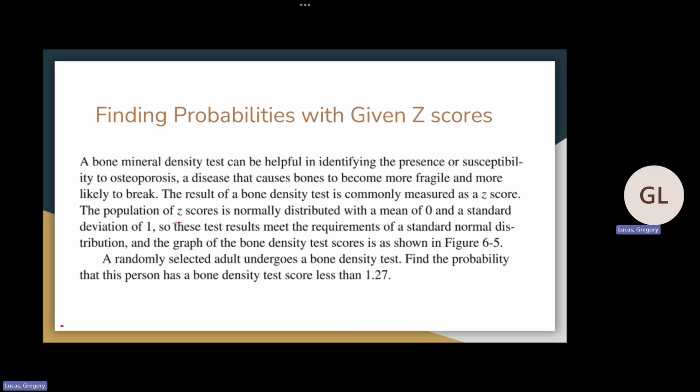We have this key piece here with a mean of 0, standard deviation of 1, which, since it's normally distributed, we can imply that. So these test results meet the requirements of a standard normal distribution, and the graph of the bone density test scores is shown next. A randomly selected adult undergoes a bone density test. Find the probability that this person has a bone density score of less than 1.27.